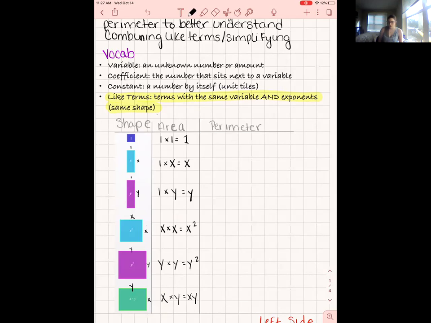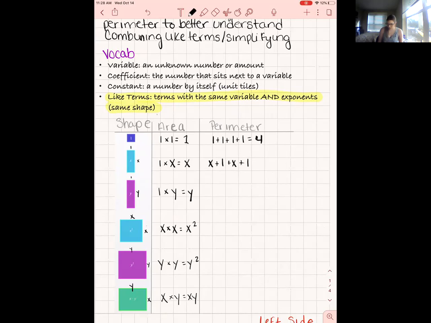The perimeter is what's new. So again, remember, perimeter is adding the distance around each shape. So for our unit tile, that's easy. The perimeter is 1 plus 1 plus 1 plus 1, which equals 4. Right? The perimeter is 1 unit all the way around, so it's 4. The x tile is, we have an x side, a unit, we have another x, and another unit. This is where we're going to work on combining like terms.